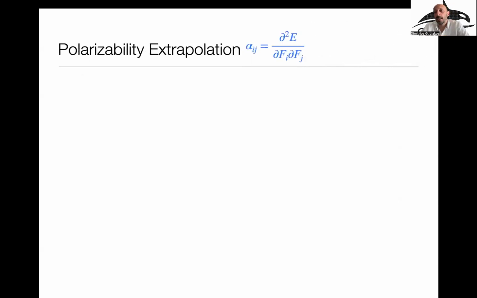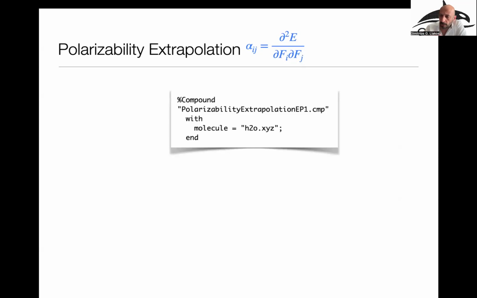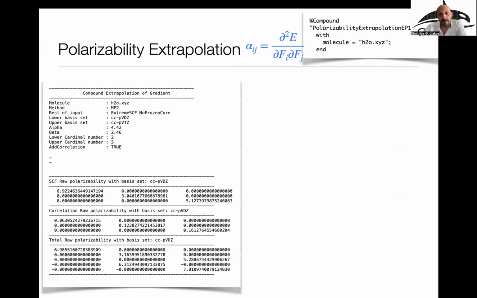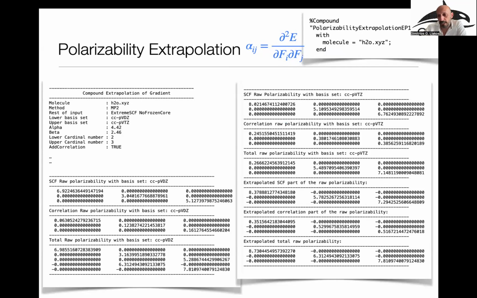Then we say, okay, if we can extrapolate energy, maybe we can extrapolate the derivatives of the energies. So, for example, let's try to see if we can extrapolate polarizabilities, that is the second derivative of the energy. Exactly the same thing as before. The scripts are available. You can choose a script. You can choose the molecule. And then everything is done. So here I just present you the results.